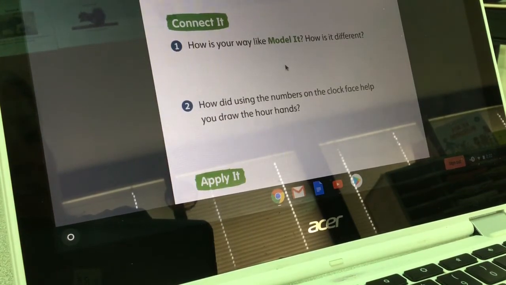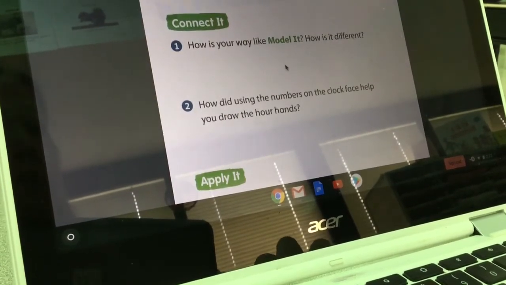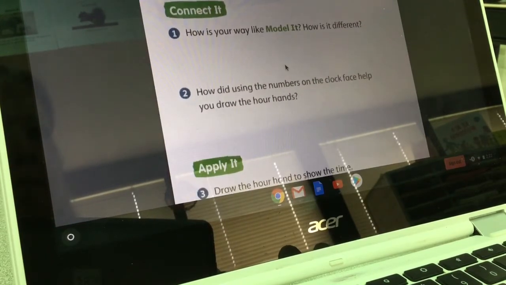Don't worry about writing an answer for this one since we're discussing it. If you want to pause and write an answer, that's fine. And as far as how it's different, we really didn't do it differently than the book did. We drew our hands exactly where they were supposed to fall.